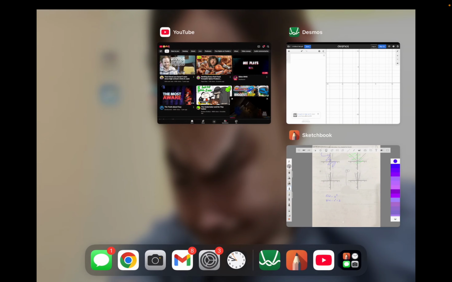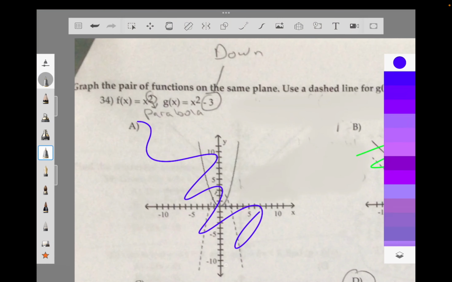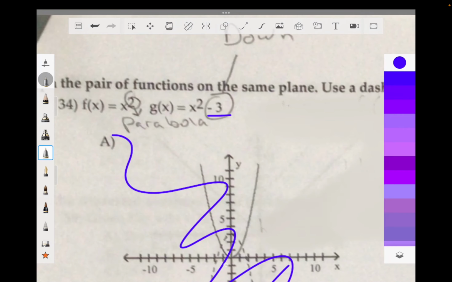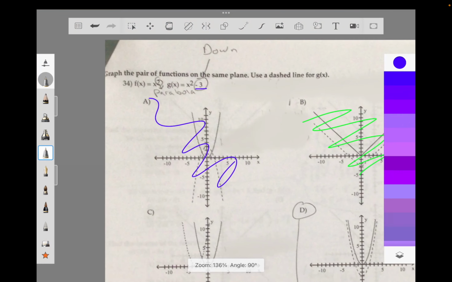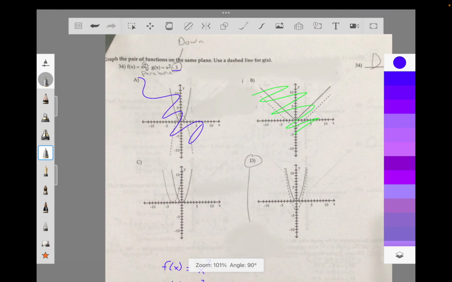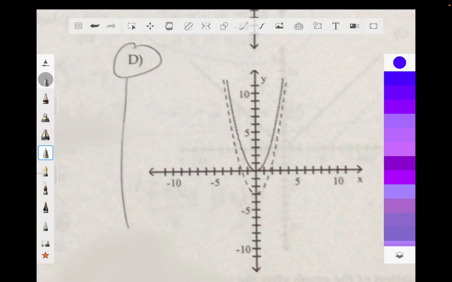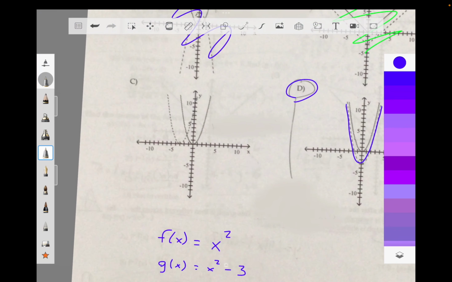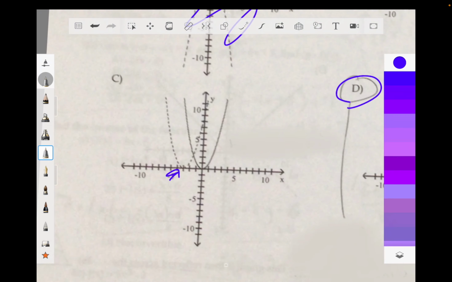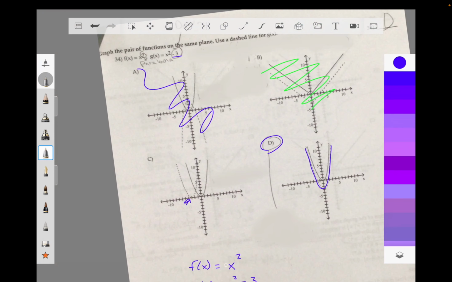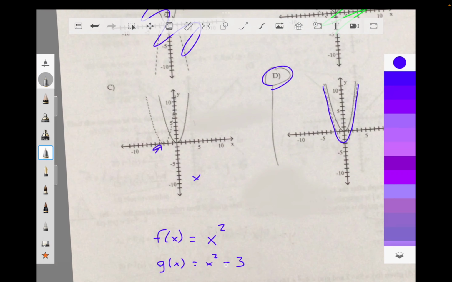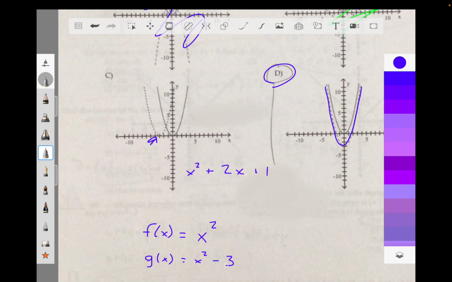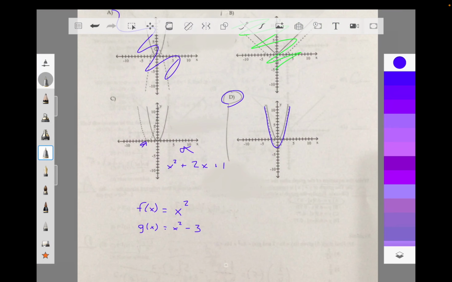So that being said, this one has no variable in the back, so the only thing it's doing is moving up or down, and it's moving downward because it's negative, and so the only one that shows it moving downward is D. This one shows it moving to the left, which you would need like x squared plus 2x plus 1 for it to be that one. Something like that. So it's D.